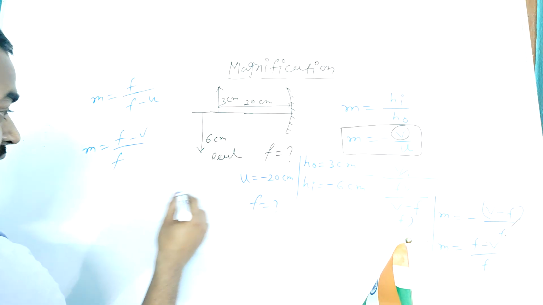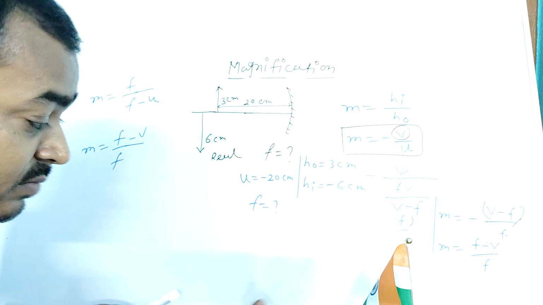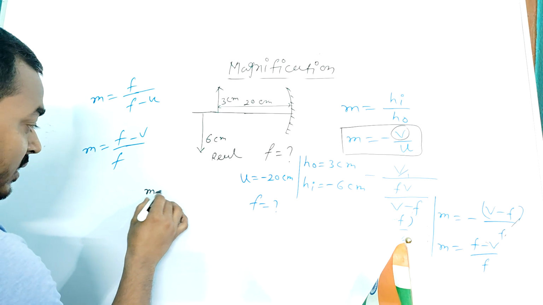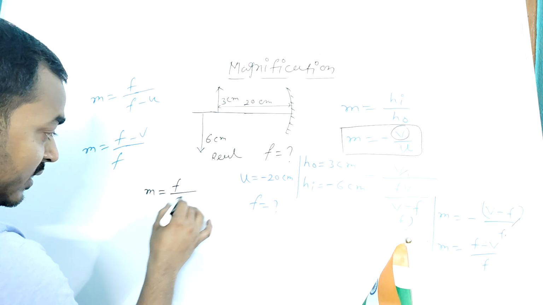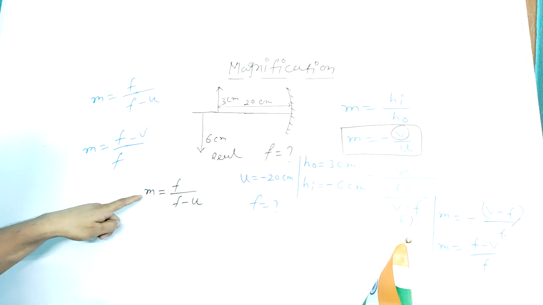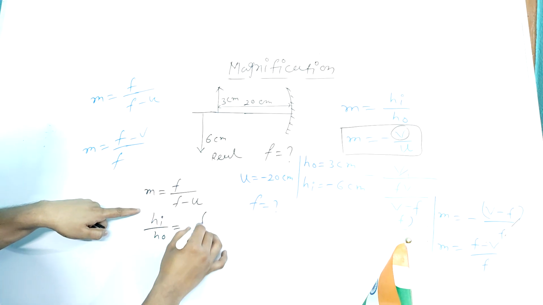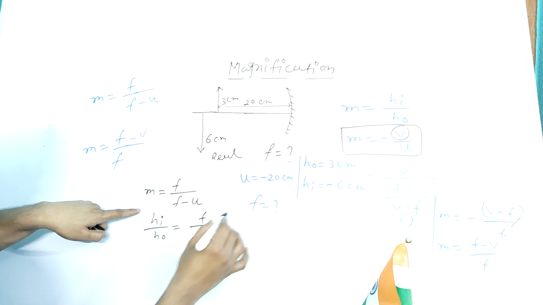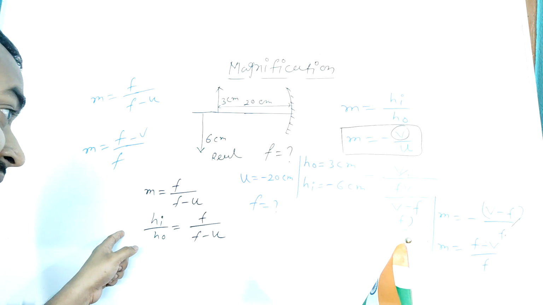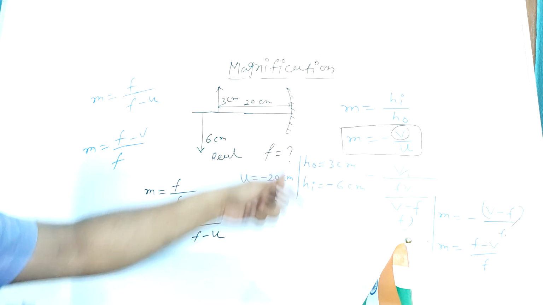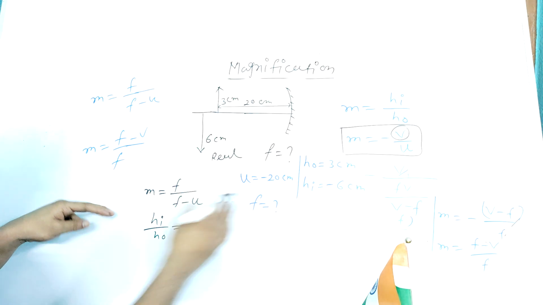The formula is given for m, magnification. We know the formula, so be attentive. m is equal to f by (f minus u). And this magnification is height of the image by height of the object, equal to f by (f minus u). You can directly put the minus with the height of the image by height of the object, and then there is no need to consider sign. But it's better you write the formula and put the values.